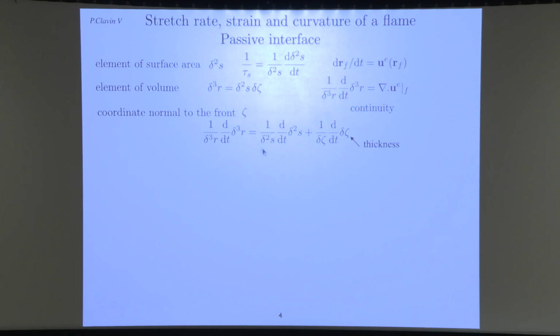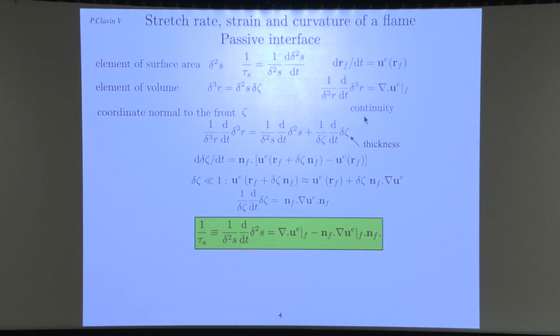It is the growth rate or damping. It is the stretch rate plus the stretch of the thickness in the normal direction of the surface. Okay, and now you use the fact that the continuity equation told you that this relative volume change is going to be the divergence of the flow. Now, this is this term here. Now you have to compute what is this thickness here, the rate of change of the thickness.